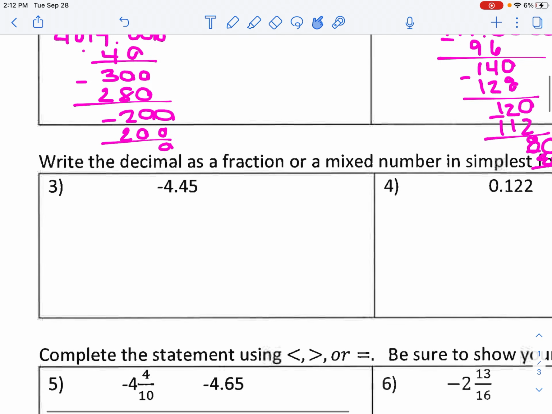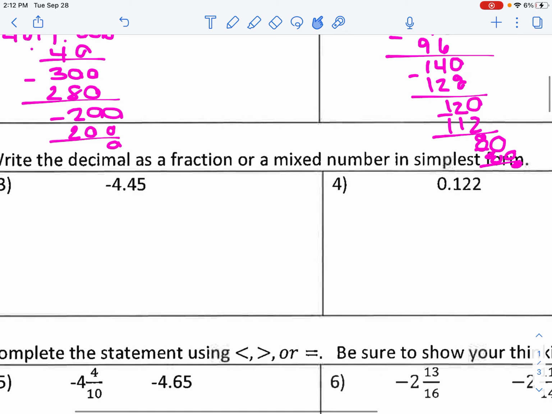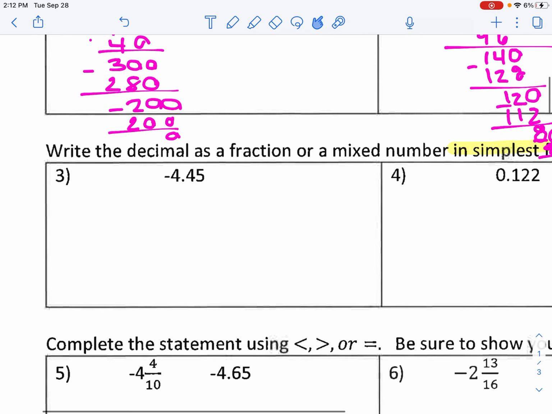Write the decimal as a fraction or a mixed number in simplest form. So we've got to reduce all those fractions down to lowest terms. The first thing we're going to do is read the decimal. That's read as -4 and 45 hundredths. So you're going to write that exact same mixed number: -4 and 45 hundredths as a decimal is equal to -4 and 45 hundredths as a mixed number.